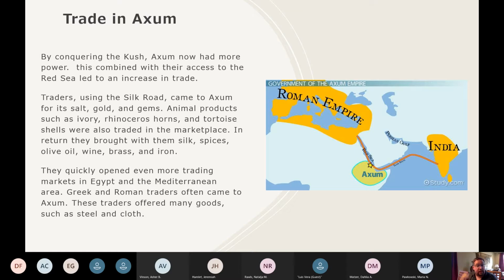Traders using the Silk Road came to Axum for its salt, gold, and gems. Animal products such as ivory, rhinoceros horns, and tortoise shells were also traded in the marketplace. In return, they brought with them silk, spices, olive oil, wine, brass, and iron. They quickly opened even more trading markets in Egypt and the Mediterranean area. Greek and Roman traders often came to Axum, and these traders offered many goods such as steel and cloth.